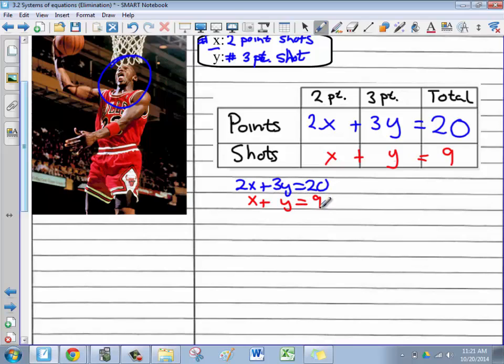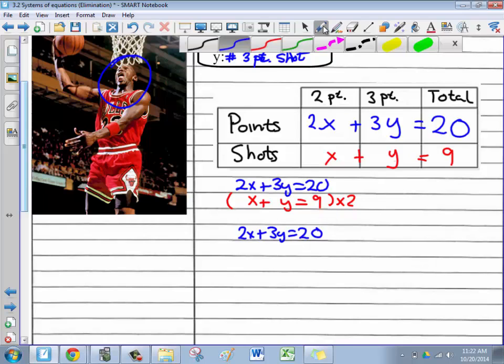Now my goal with the elimination method is to multiply 1 or 2 of these equations to get the things to be the same. I'm going to focus on my x's this time, not my y's. I could do my y's, but I'm going to do the x's. I'm going to multiply the bottom one by 2, because 2 times 1 will give me this 2 right here. Let's rewrite the top equation: 2x plus 3y is equal to 20. And now the bottom equation, or the red one: when I multiply the 2 times x, I get 2x. When I multiply the 2 times the y, I get 2y. And when I multiply the 2 times the 9, I get 18.